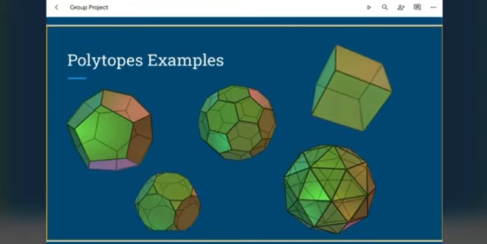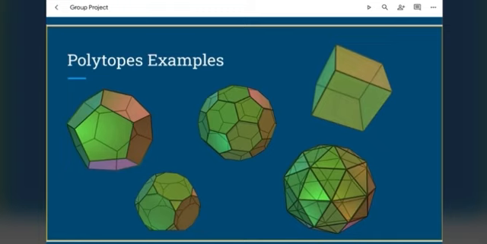Some of the polytope examples that we have here on the screen, some of them are regular, some of them are irregular. The first one is regular, the dodecahedron. It's made out of pentagons, and as you can see, all the faces are exactly the same. But the one in the middle of the screen, the second one, is made out of pentagons and hexagons, and it's called a truncated icosahedron.